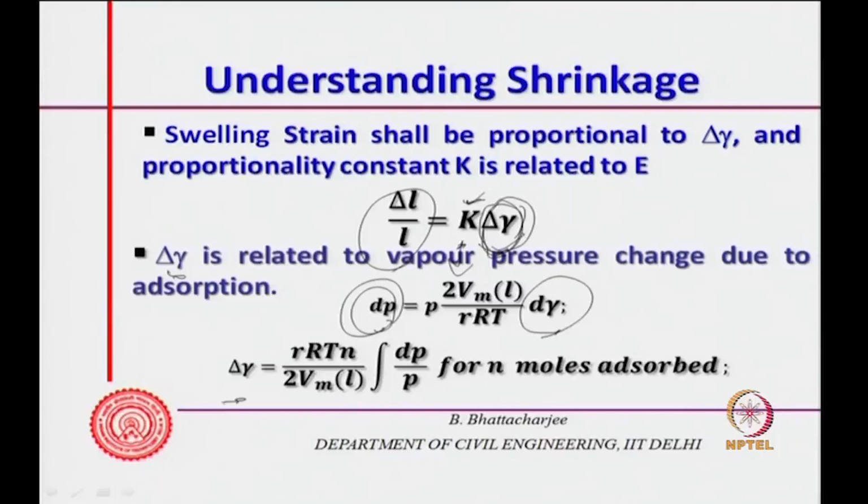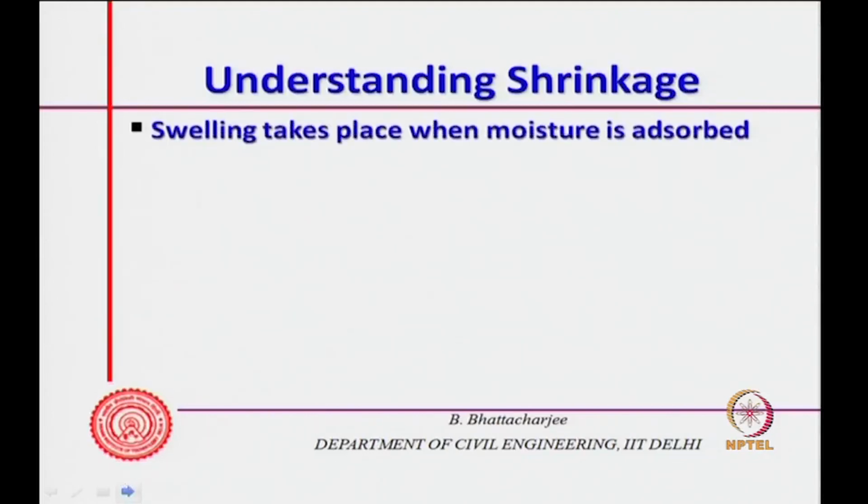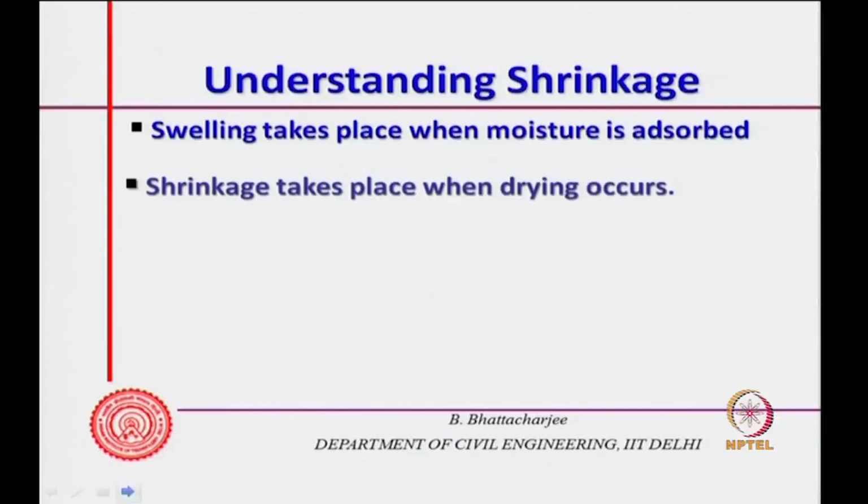So, delta gamma one can write like this. This is for n moles adsorbed. If n moles are adsorbed, one can find out how much the delta gamma is from the change in vapor pressure, or rate of change of vapor pressure, and so on and so forth. Therefore, swelling takes place when moisture is adsorbed, and shrinkage takes place when drying occurs.